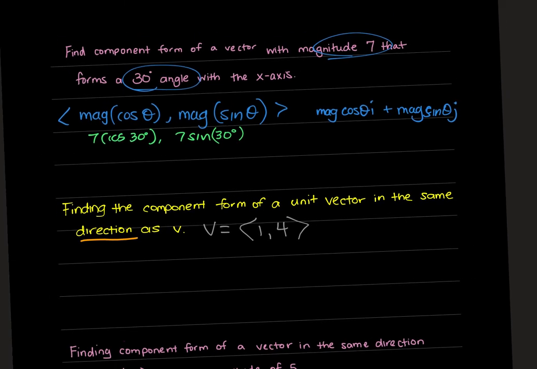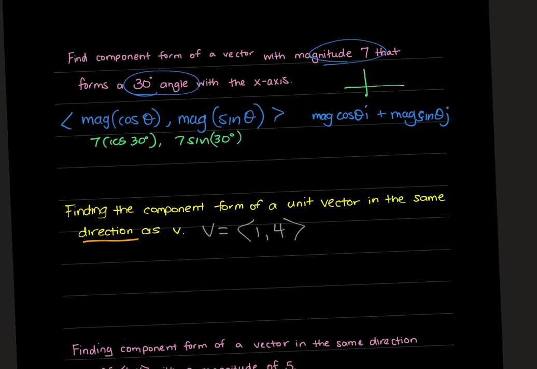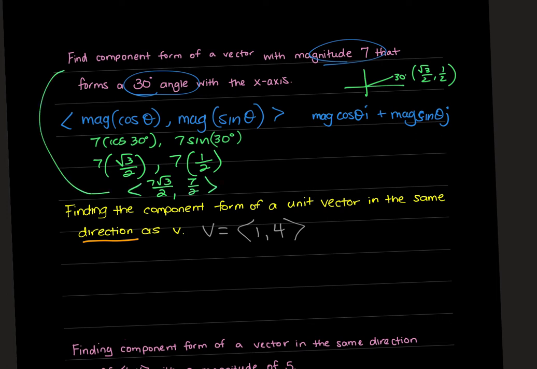This is when I would also need my unit circle, because I need the sines and cosines. So if I went to my unit circle, which again I'll give you, and I find 30 degrees, the coordinate point there is root 3 over 2 and 1/2. So the cosine there is root 3 over 2, and the sine there is 1/2. So I would get 7 root 3 over 2, comma 7 over 2. That would be component form, because that's what this is asking for. If it said put it in IJ format, I would get 7 root 3 over 2 I plus 7 over 2 J.